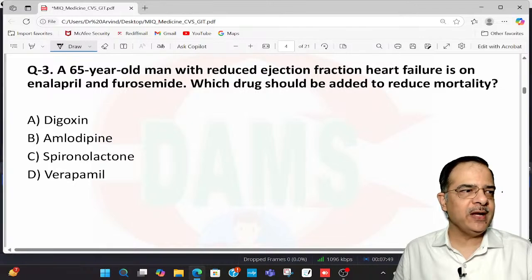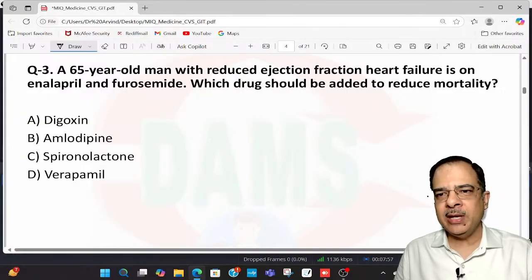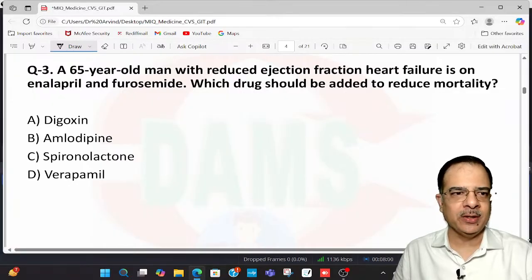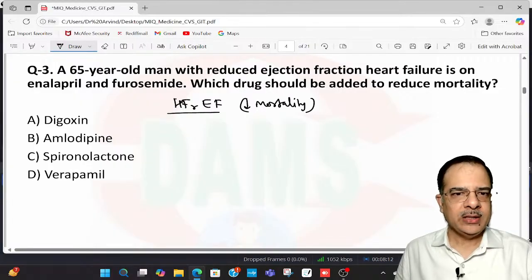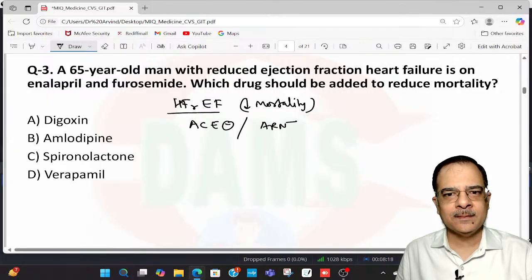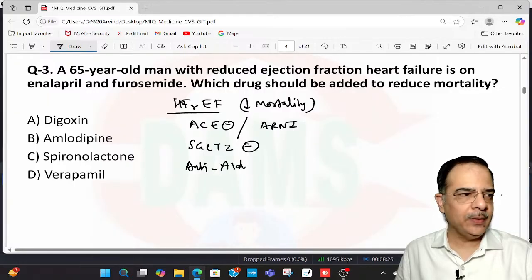So next is a 65-year-old man with a reduced ejection fraction who is on enalapril and furosemide. Which drug should be added to reduce the mortality in this patient? So in cases of heart failure with reduced ejection fraction, the drugs which reduce the mortality are ACE inhibitors or ARNIs, SGLT2 inhibitors, anti-aldosterone agents, yes, anti-aldosterone.